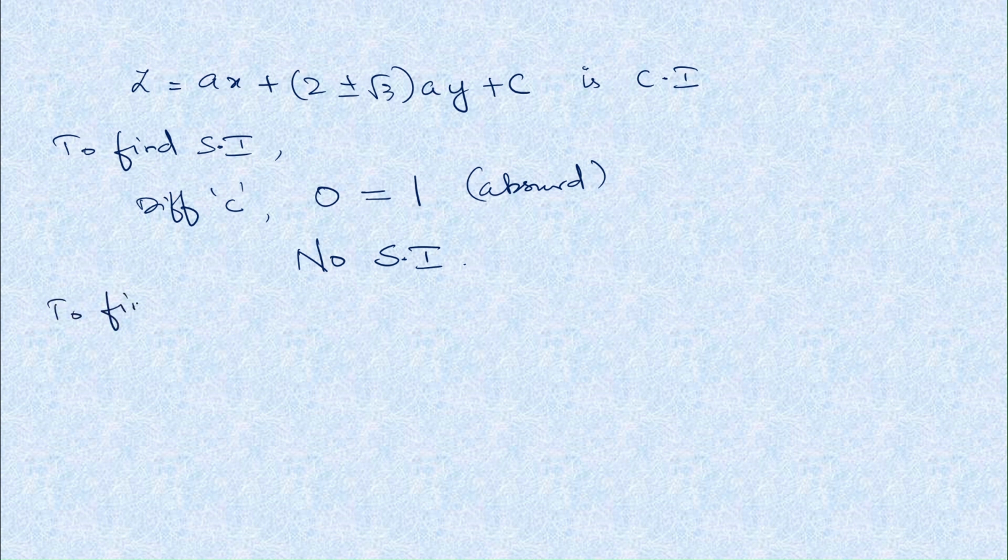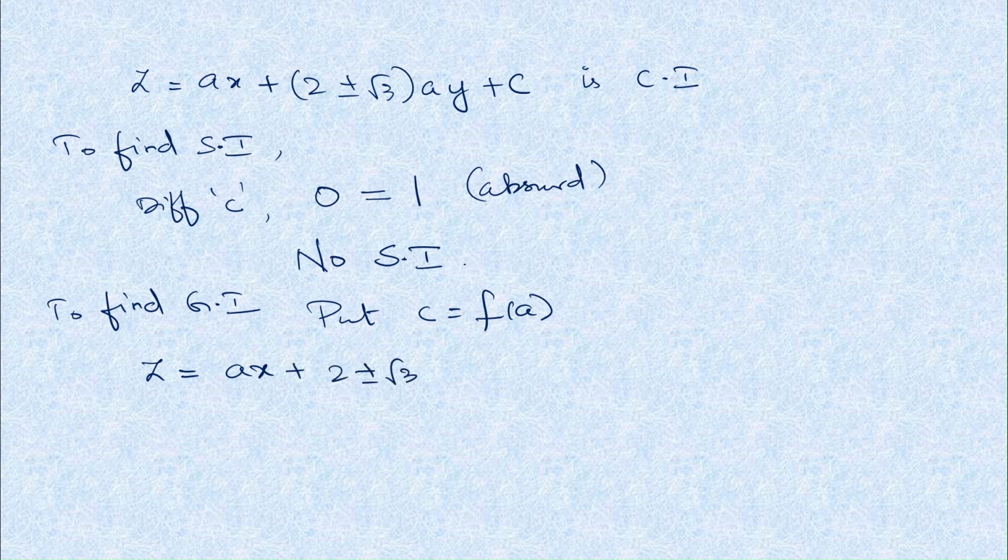Next, to find the general integral. So to find the general integral, as I said, put c is equal to f of a in the complete integral. So that gives you z is equal to ax plus 2 plus or minus root 3 into a into y plus f of a.